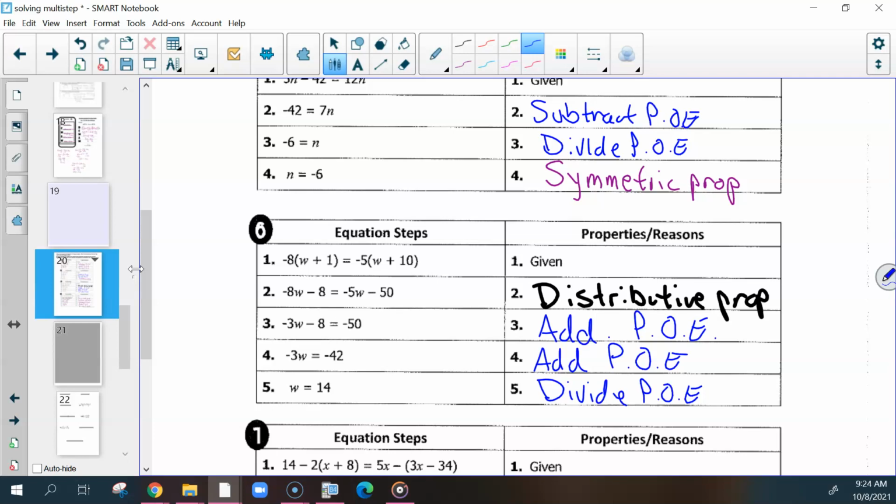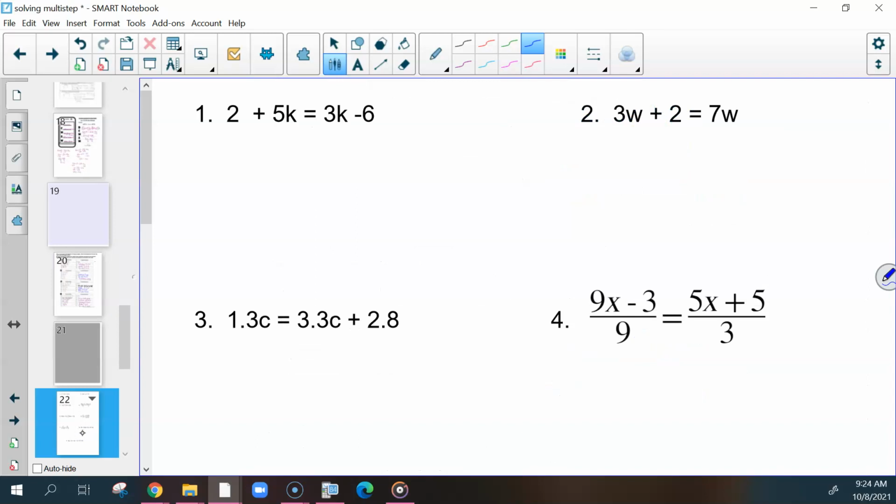Now that we know or recognize some of our properties, we're going to move on and actually solve these. This one, and you have 3 to 5 minutes.